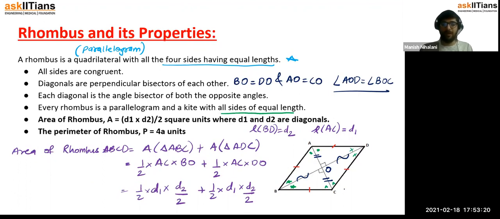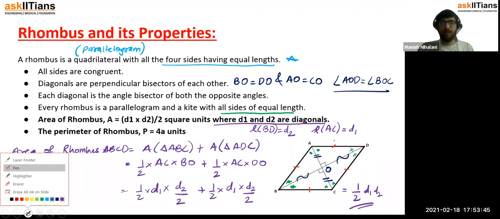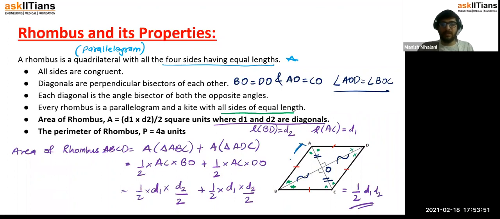So when you multiply it, this half into 2 will get cancelled and you get half d1 d2. This is the area of a rhombus. Area of rhombus is half into d1 into d2, where d1 and d2 are lengths of diagonals. Then similarly, as in a square, we said that perimeter is 4a. For a rhombus the perimeter will also be 4a because each side is of length a units.